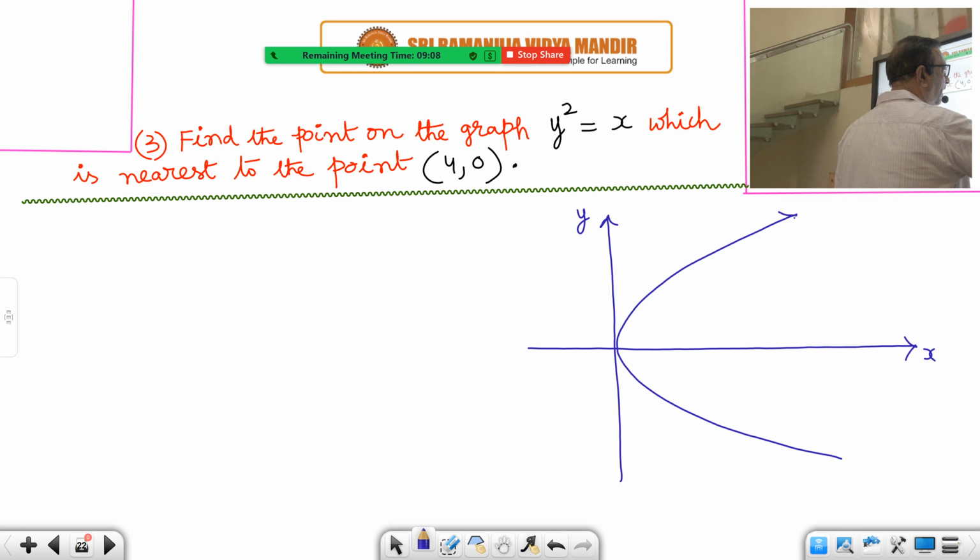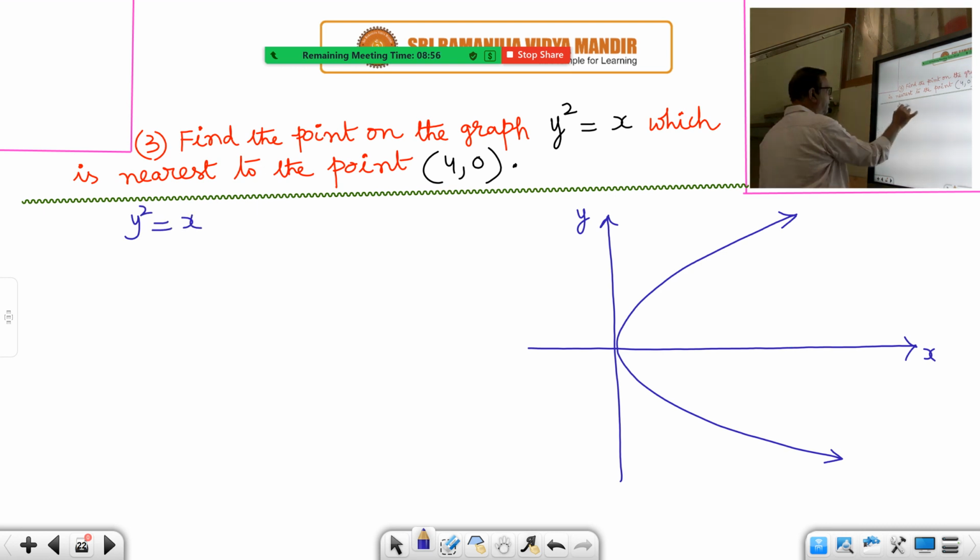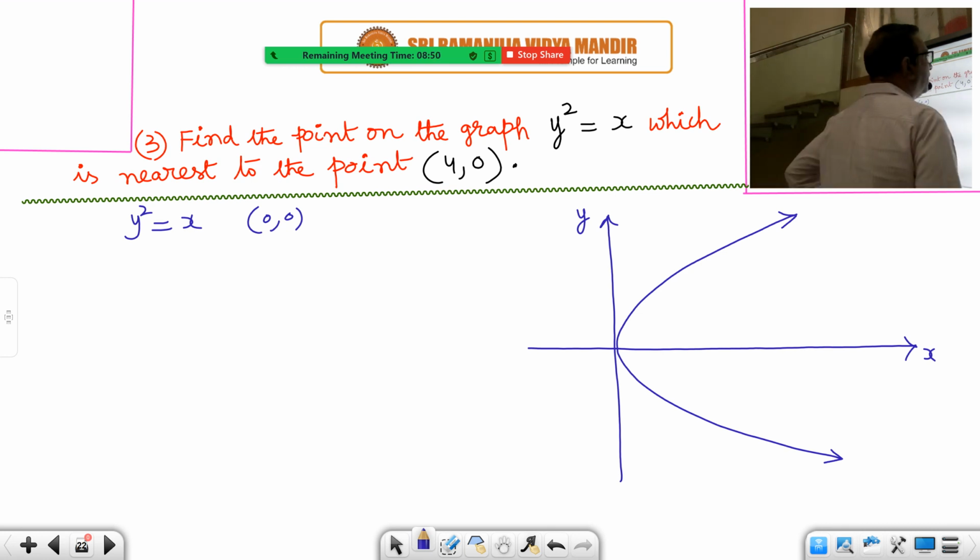And this side I am putting an arrow. Here also an arrow means it will go to infinity. So it will not stop there, it will go to infinity. See, the curve y square is equal to x. Is (0, 0) satisfying it? Tell me. So the graph is passing through the origin.